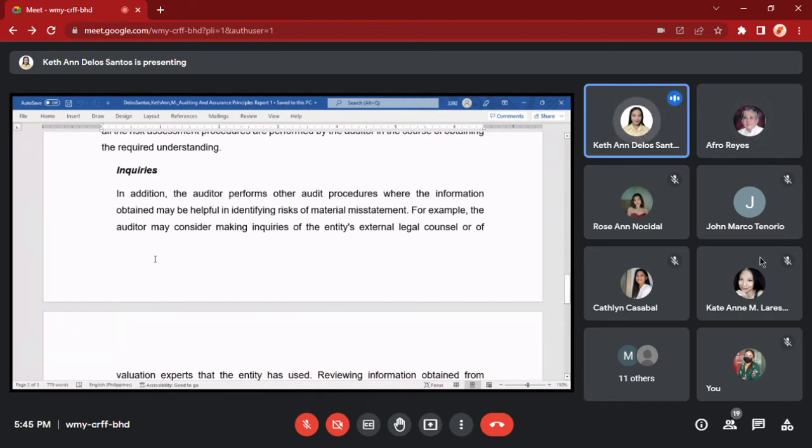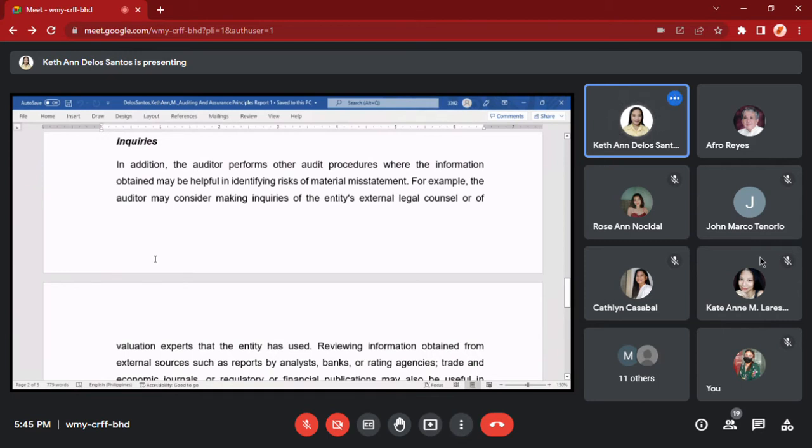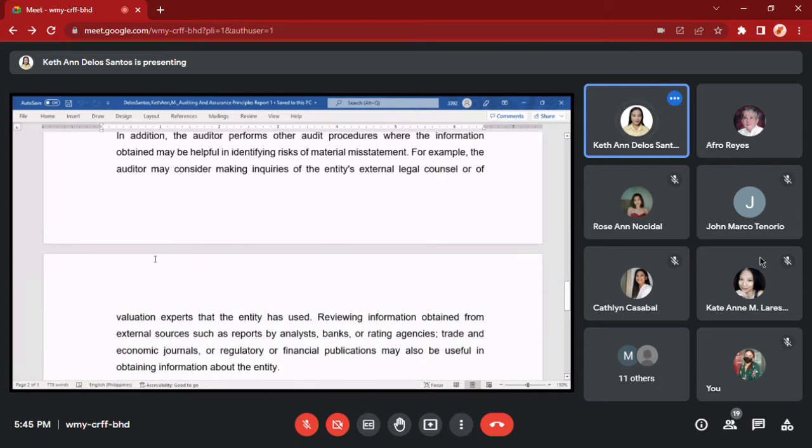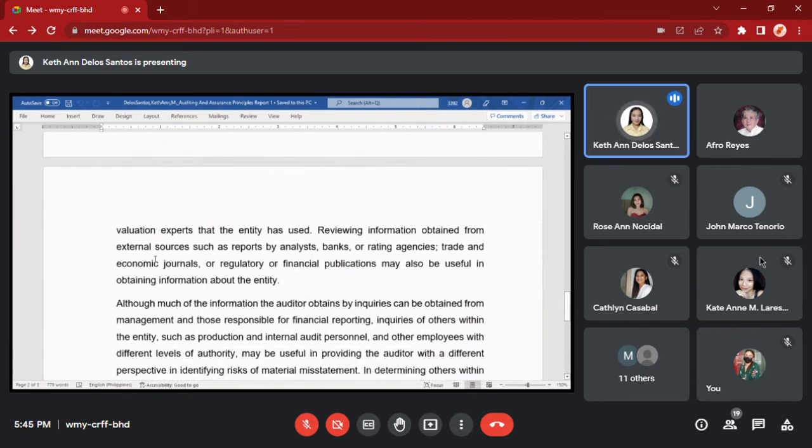For example, the auditor may consider making inquiries of entities external legal counsel or of valuation expert that the entity has used. So, pwede daw sila mag-conduct ng inquiry sa mga external legal counsel ng isang entity. Reviewing information obtained from external sources such as reports by analysts, banks, and rating agencies. Trade economic journal or regulatory financial publication may also be useful in obtaining information about the entity. Pwede din silang kumuha ng mga information din sa mga sources ng isang entity.